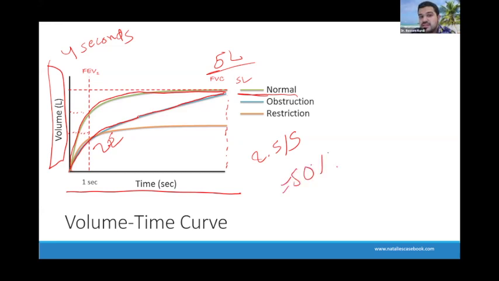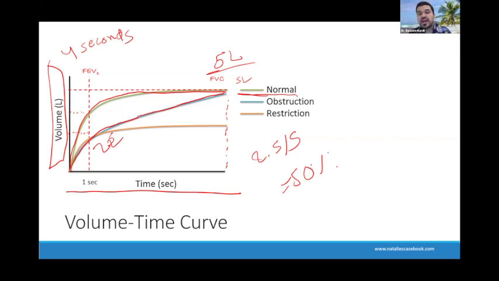So this child or patient has obstructive lung disease. So what happens in obstructive lung disease? Normally, let's say, as I said, we have 5 liters in my lungs. I'm able to empty out the 4 liters in the first second because there's nothing blocking the way. The air leaves easily. And then all the remaining time is just for me to empty out the last liter and reach the plateau phase.